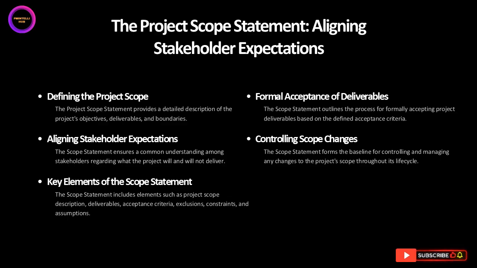A crucial document is the Project Scope Statement. It provides a detailed description of the project's objectives, deliverables, and boundaries. This statement is key to aligning stakeholders' expectations by clearly stating what the project will and will not deliver. It includes acceptance criteria, constraints, and forms the baseline for controlling any changes.